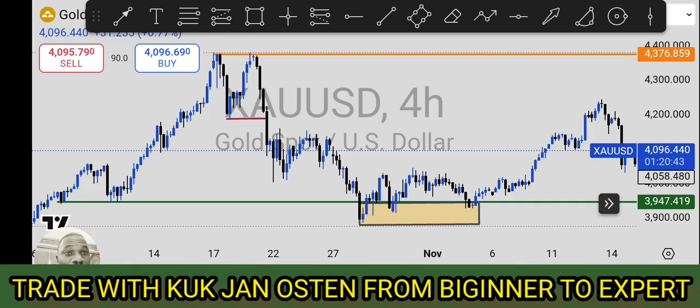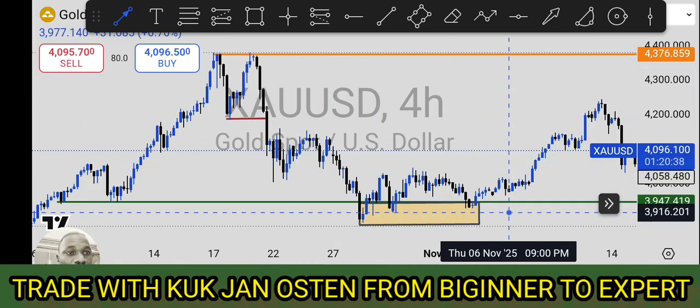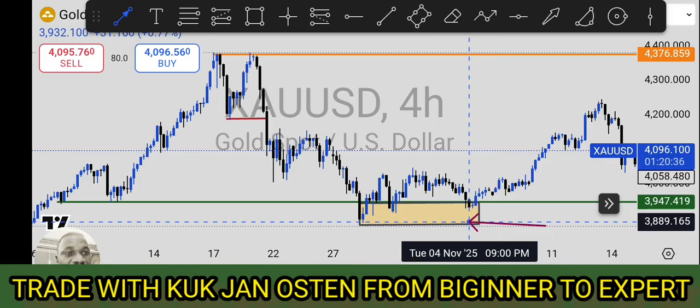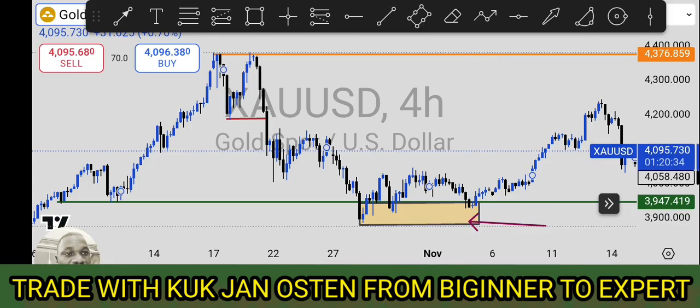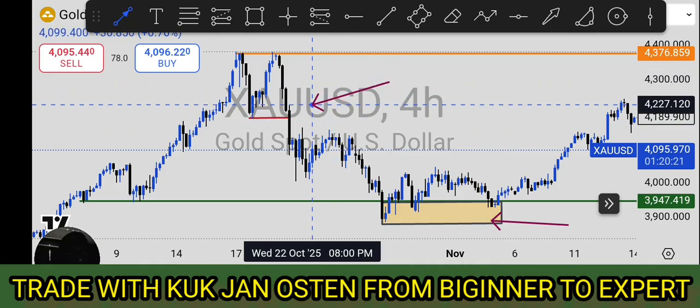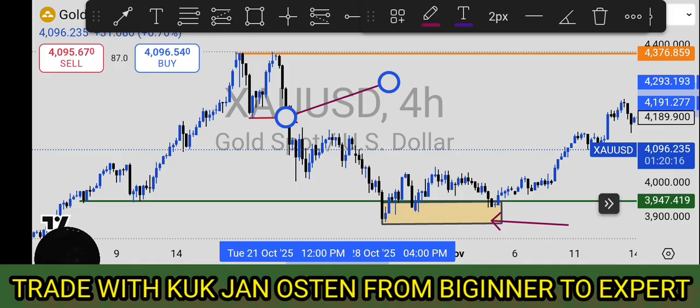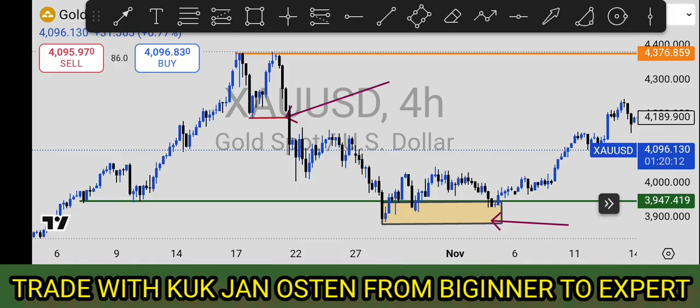At first I told you about this point. Here we are seeing that this one is like a displacement. Our liquidity has been taken out, our sell side liquidity has been taken out. Now at some point here, we are seeing that there was a market structure shift. Okay, guys, at this point there was a market structure shift.